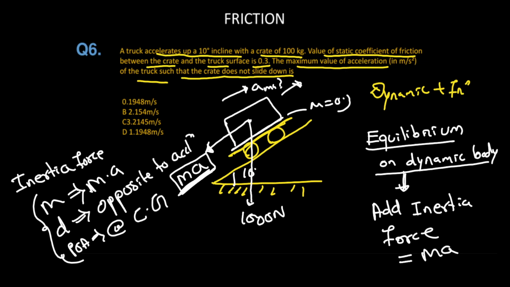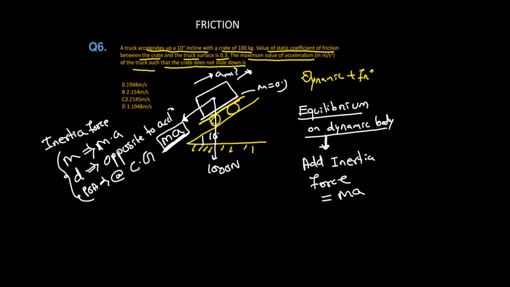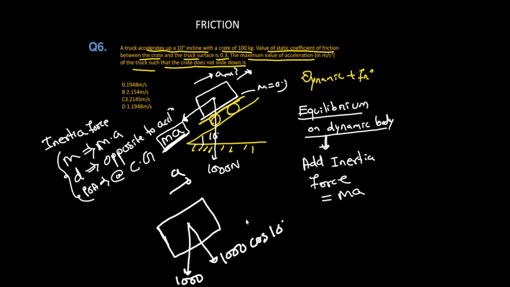See, I will do this problem. Now the free body diagram. Here the truck is accelerating. The weight W components will be W cos theta, so this one will be 1000 cos 10 degree, and this will be 1000 sin 10 degree. I'm just giving you the steps of how to solve. This is mass into acceleration, mass is 100 into acceleration.